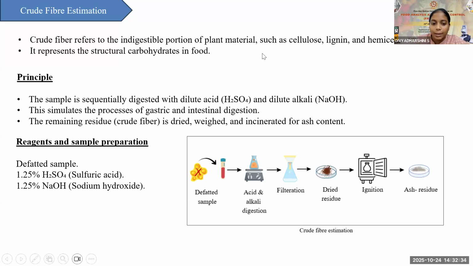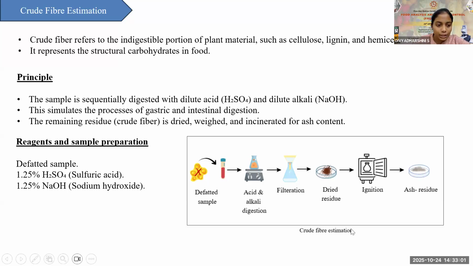Here in this image we can see the defatted sample, going through acid and alkali digestion; you can also use a hot plate for this. Then filtration using filter paper; I have used Whatman filter paper 41. Then drying the residue. I have taken leaf samples to show how much fiber content there is, since leaf is a good example for crude fiber. Then ignition, and we get the ash residue.